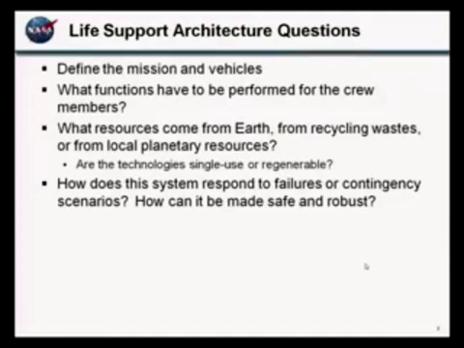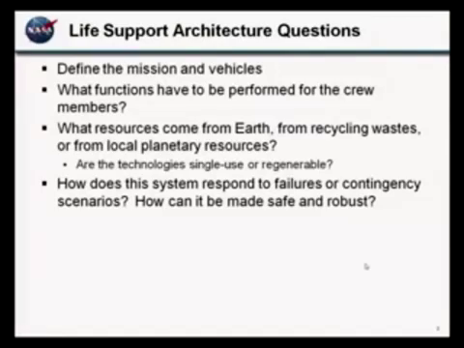Okay, so you're defining a life support system or designing one. You might be doing it in a vacuum, but we're all subject to the constraints of the mission, the goals we want to achieve, and things like that. So the first step of the analysis is going to be define the mission and the vehicles, and sometimes this is harder than you might think, and there can be pretty significant variation.